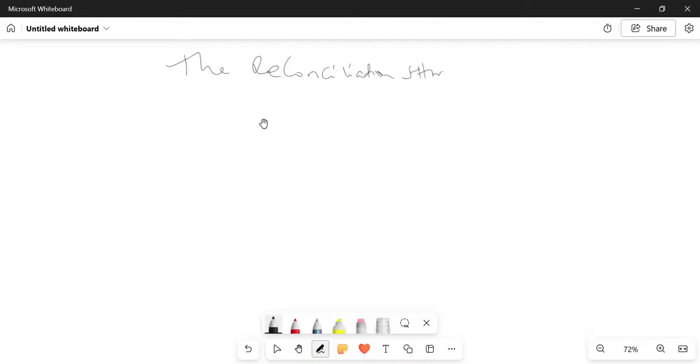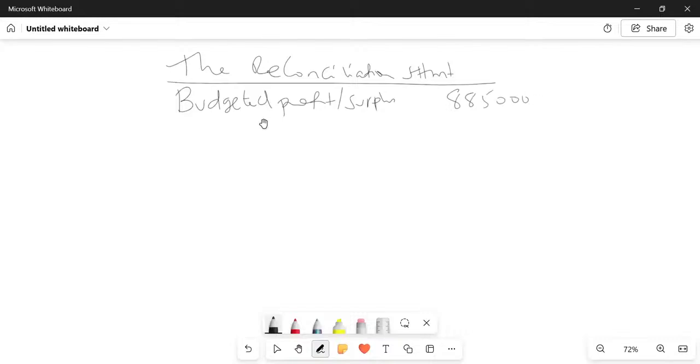Reconciliation statement. So we start with the budgeted profit, or what they are calling surplus, 50,000. What do you say? Variances in between. So variances, you give us material price variance, material usage variance, labor rate variance, labor efficiency variance.